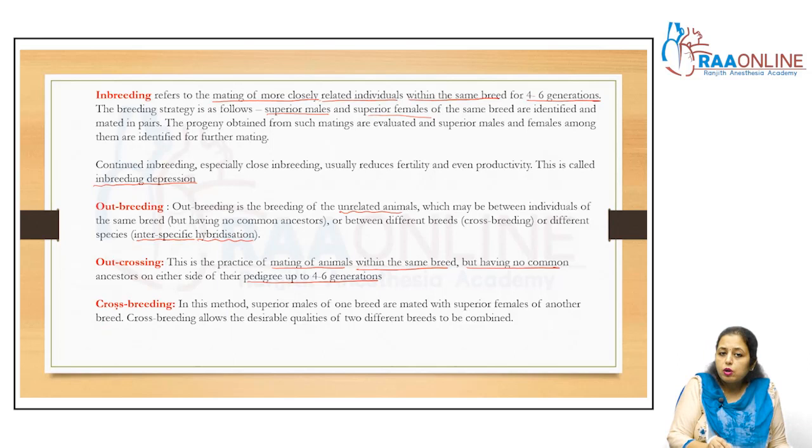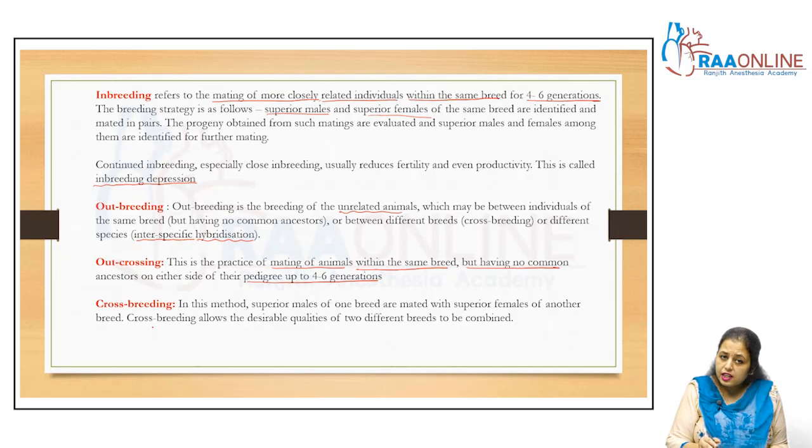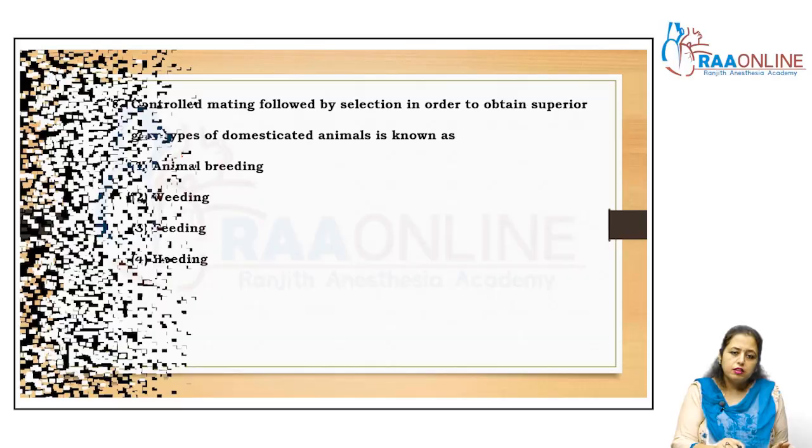And when we talk about crossbreeding, in that method, a superior male of one breed is crossed with a superior female of another breed, right? And crossbreeding allows the desirable qualities of two different breeds to be combined. So all these are the types of breeding, that is animal breeding: inbreeding, outbreeding, outcrossing and crossbreeding, right? Now come to the next question. Controlled mating followed by selection in order to obtain the superior genotypes of domesticated animals is known as animal breeding, weeding, feeding, heeding. So that is called animal breeding. It is just the definition. Clear? Come to the next.